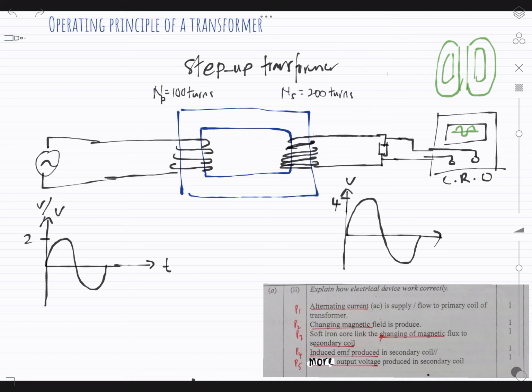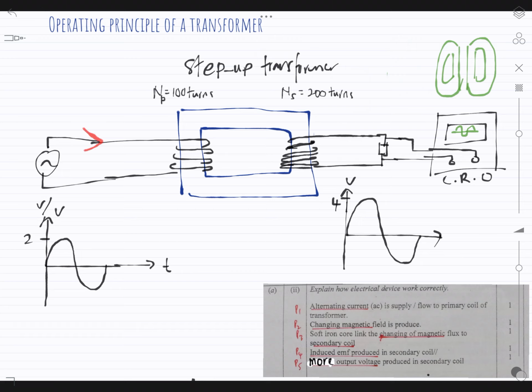Now look at the transformer itself. First of all, we have an alternating power supply. As we know, an alternating power supply supplies current which changes direction for each half cycle. So let us look here. This is the first half cycle of the input. For the first half cycle, current flows this way.